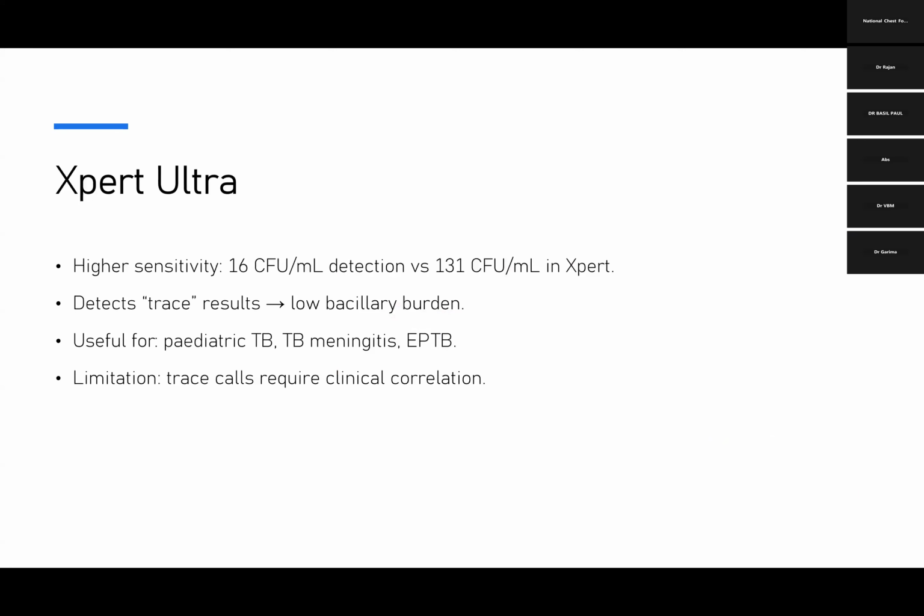Now there is something called Xpert Ultra, which has a higher sensitivity. In normal Xpert MTB/RIF, you detect 131 colony forming units per ml, while in Ultra you can detect as low as 16 colony forming units per ml. So in Ultra, even trace results are reported. It is generally useful for pediatric TB, TB meningitis, and EPTB.